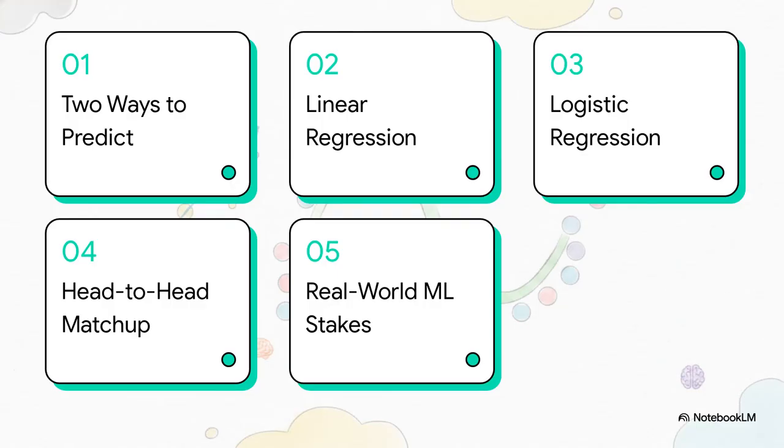Okay, let's dive into this. Here's our roadmap. We'll look at the two ways to predict, then linear regression for numbers, logistic regression for categories, put them in a head-to-head matchup, and finally, look at the real-world stakes. And don't worry, we are keeping the math super light today and focusing on real consequences.